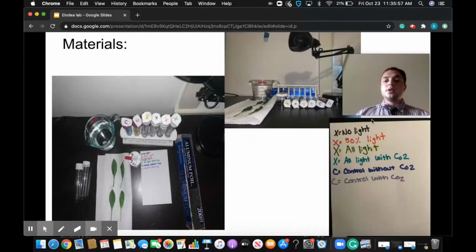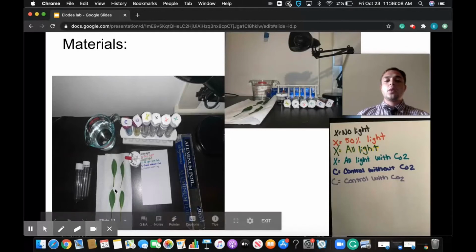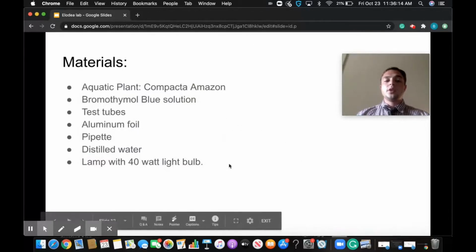So the materials, here's just a picture of them. There was a variety of test tubes that were labeled specifically to show which ones received which light. There was distilled water, the 4 aquatic plant samples, aluminum foil, and bromothymol blue. And again, these are the materials listed.